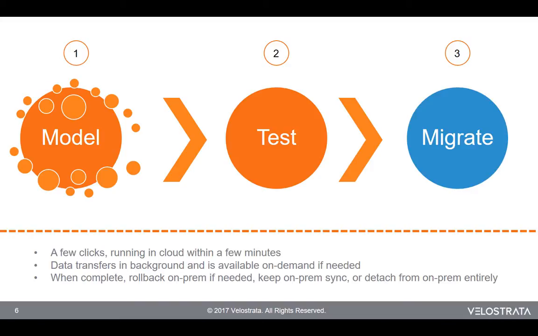Third, you will officially migrate workloads to the cloud, which also happens with just a few clicks in the Velostrata software. Workloads begin running within minutes, while the rest of the data streams in the background. It's a lot like Netflix. The movie starts playing right away, even though everything hasn't fully transferred yet. But this fact is transparent to you because the movie continues to play seamlessly.